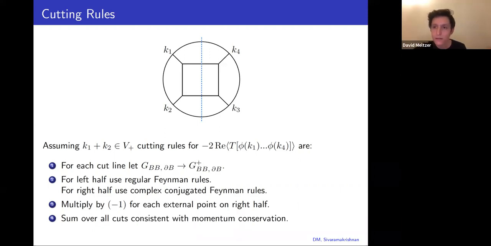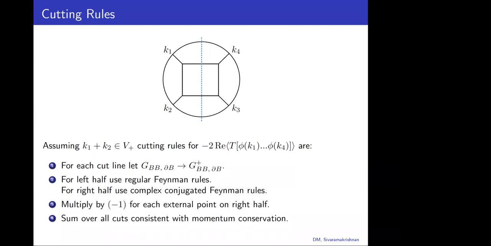So in flat space, we replace the propagator by a delta function, right? A delta of p squared plus m squared. Yeah. And what exactly is the analog of that in AdS, please?